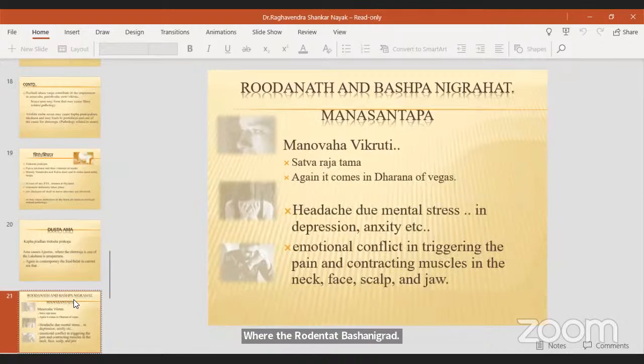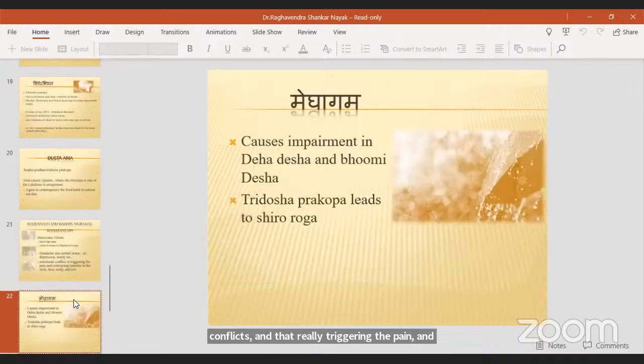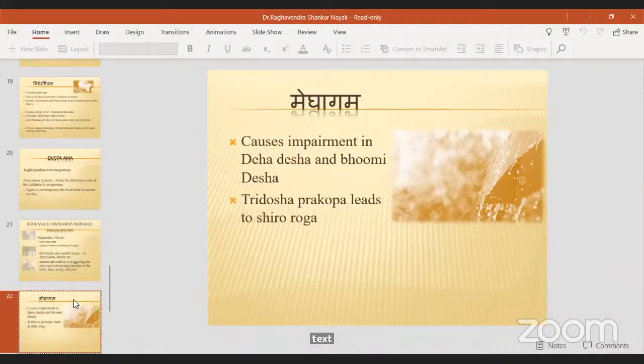Sattva, Raja, Tama again comes to Dharana of Vegas and all. Headache due to mental stress, depression, anxiety, emotional conflicts, triggering the pain and contracting the muscles in the neck, face, scalp, and jaw. These are the pathologies they may get. Next, Megha Agamat, by rain we can get headaches in some persons.